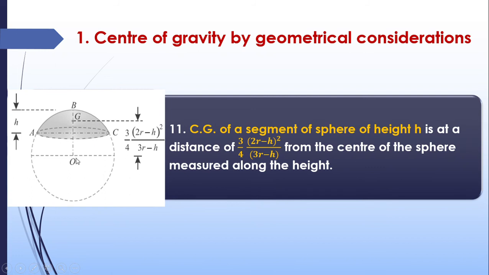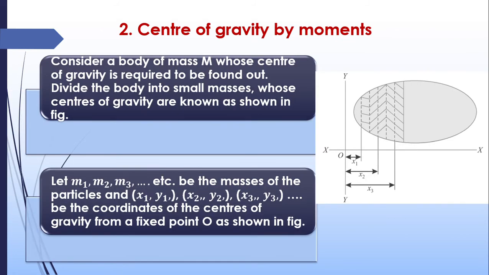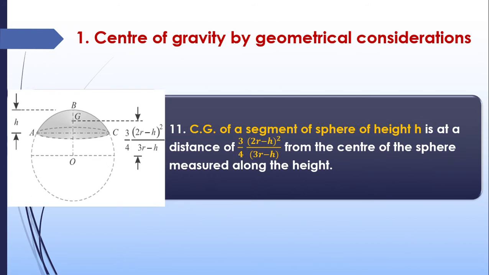distance of 3 by 4, (2r minus h) the whole squared, divided by (3r minus h), from the base of that particular segment. So CG lies at this point. Here h is this distance, the height of that particular segment, and r is the radius of the sphere which makes the segment. Okay, so this is about finding the center of gravity by geometrical considerations.